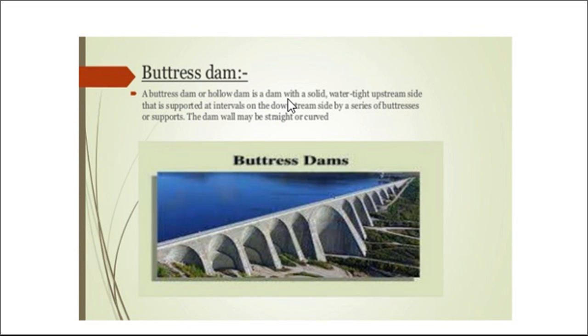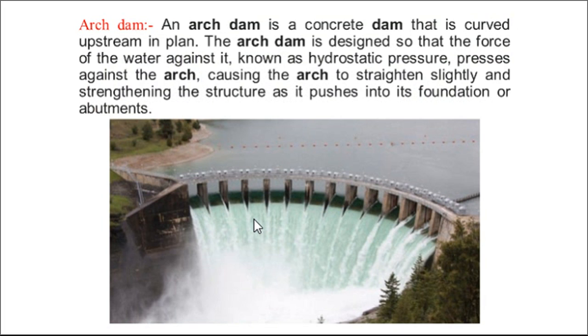Buttress dam or hollow dam is a dam with a solid watertight upstream side that is supported at intervals on the downstream side by a series of buttresses or supports. This is the series of buttresses or supports. Now next is arch dam.